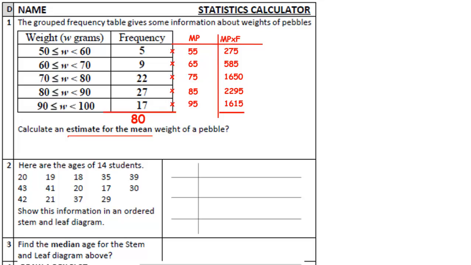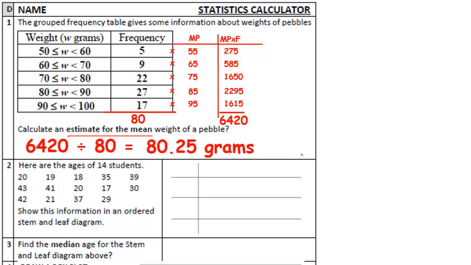Then add them up, take your time as you're doing that, and they add up to 6,420. And we're going to do 6,420 divided by 80. Show that bit, and here's my answer, 80.25 grams. Okay, going on to question 2.